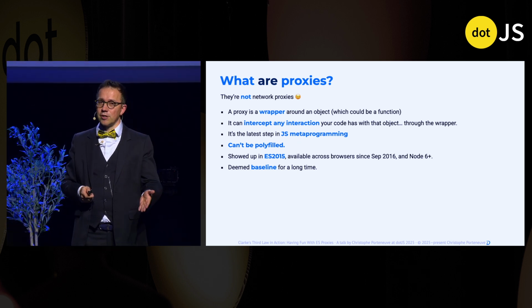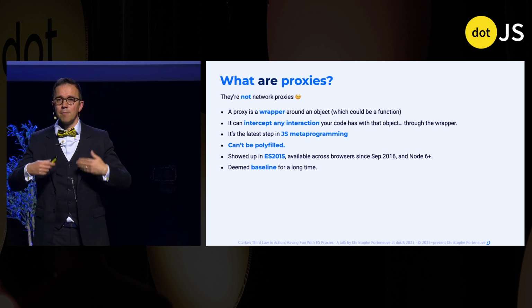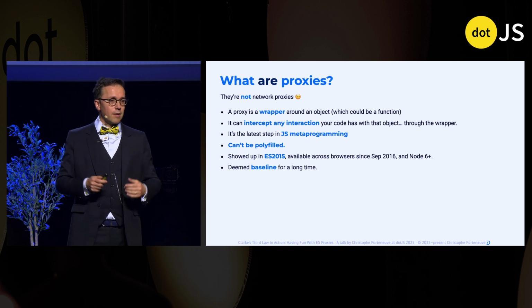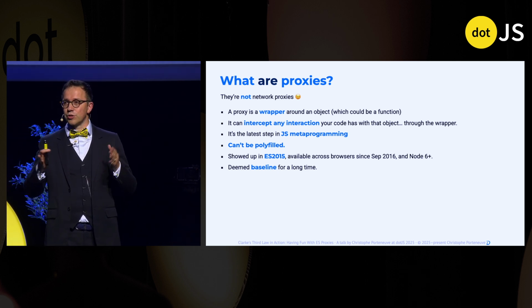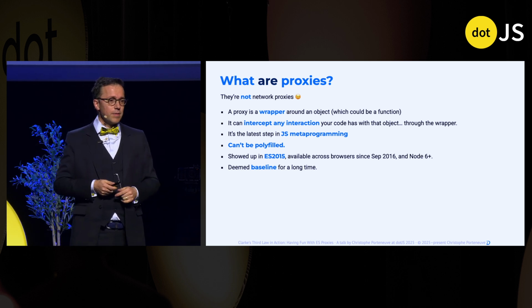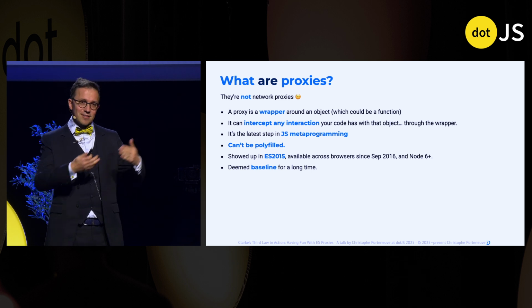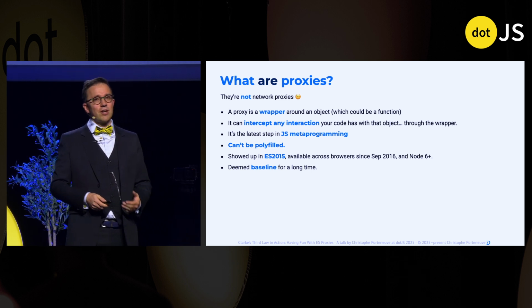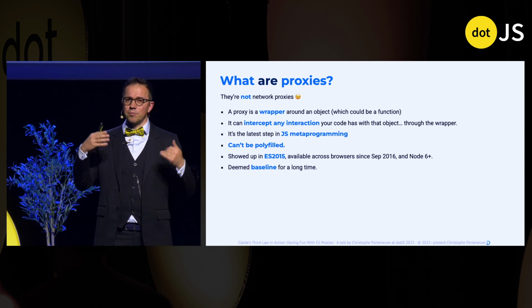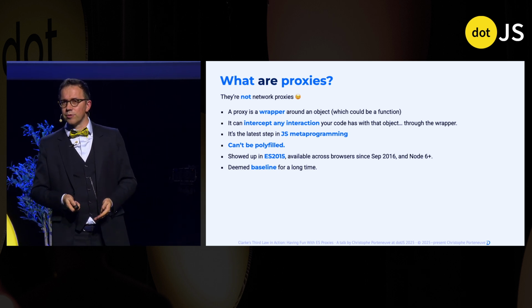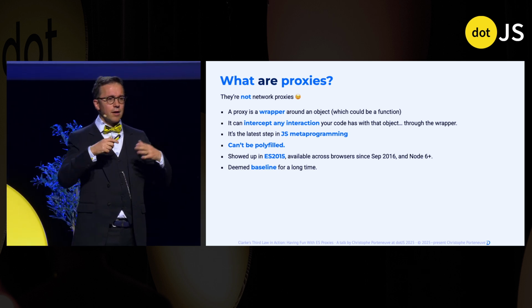That object can be a function. As a reminder, this is JavaScript. Functions are objects. Functions have methods. It can intercept any interaction that your code can do with that. It usually falls into about 8 possible categories. So the wrapper, you can think of it as the latest step, although it's 10 years old, in JavaScript meta-programming, right? We have stuff like Object.keys, Object.getOwnPropertyDescriptors, Object.getPrototypeOf, or all these things. This is the next step.